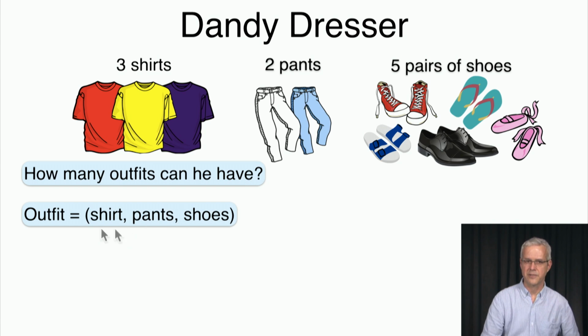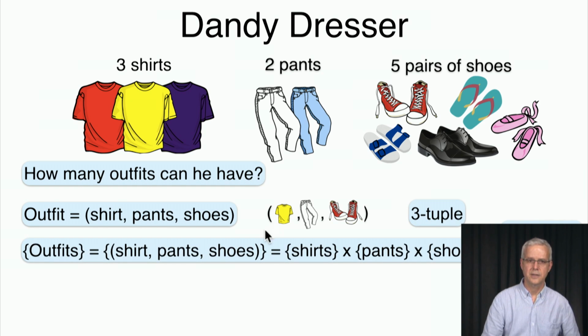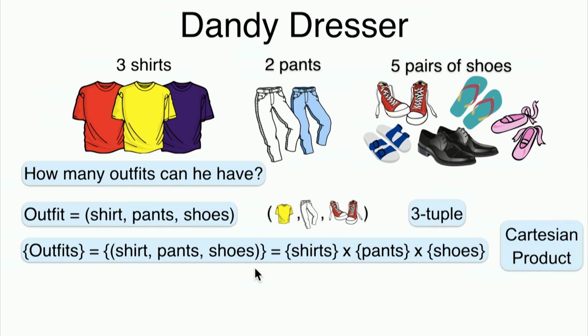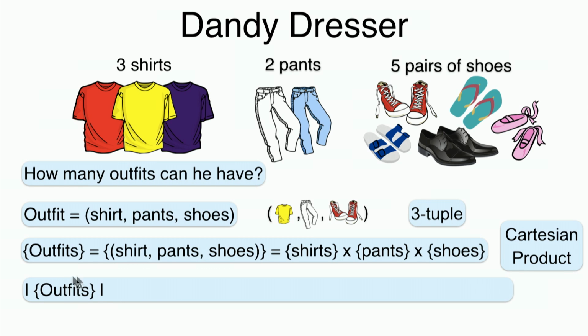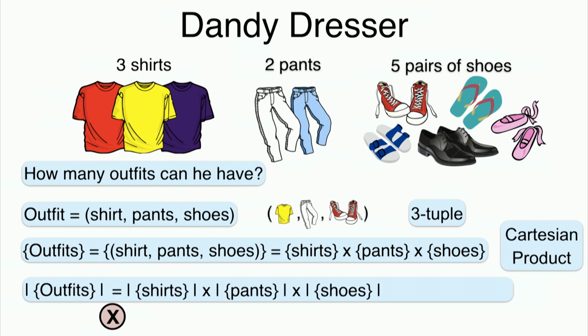So the outfit is just an ordered triple. And the set of outfits is the set of 3-tuples, or ordered triples, which is just the Cartesian product of all shirts times all pants times all shoes. The number of different outfits is, by the product rule, the number of shirts times the number of pants times the number of shoes. In this case, it's 3 times 2 times 5, which is 30.